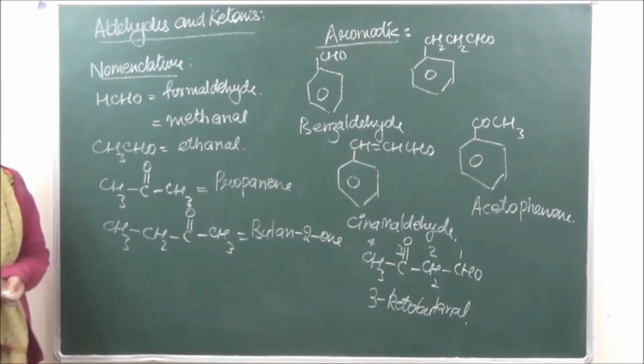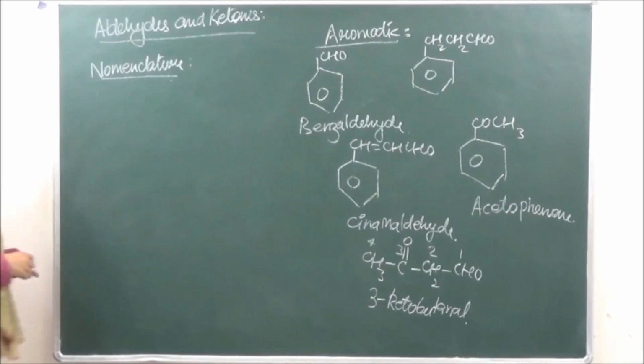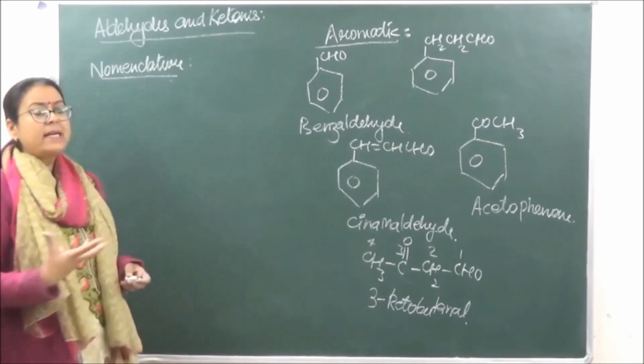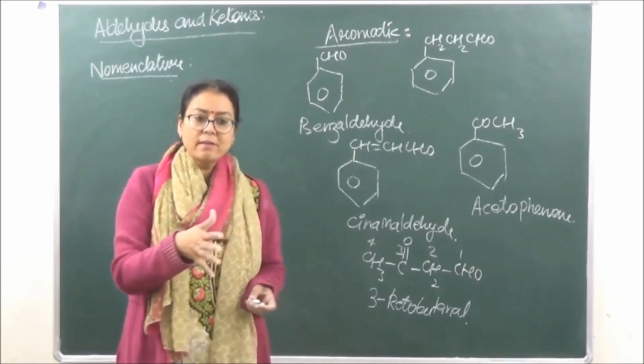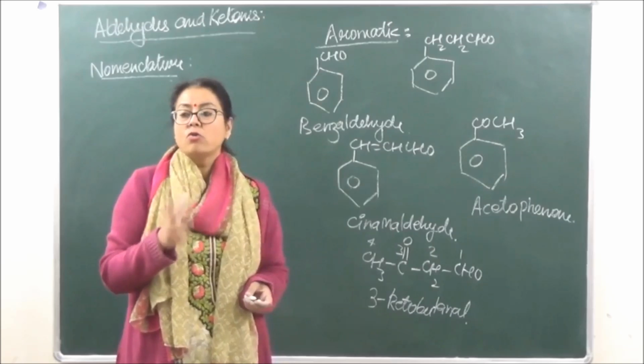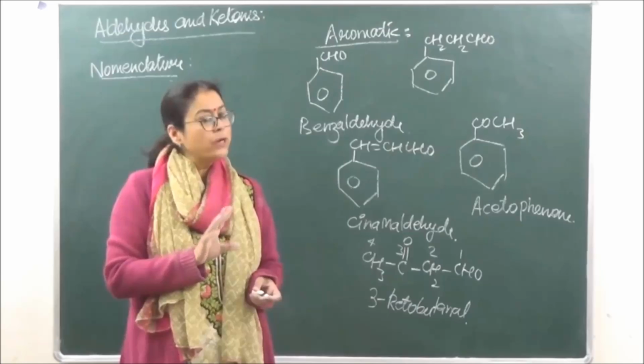Right? But if we have a compound with 3 aldehydic groups present, we say that aldehyde is a terminal functional group, so we always keep it at the end of the chain, and its carbon is included in the parent chain, and we always give number 1 to it.